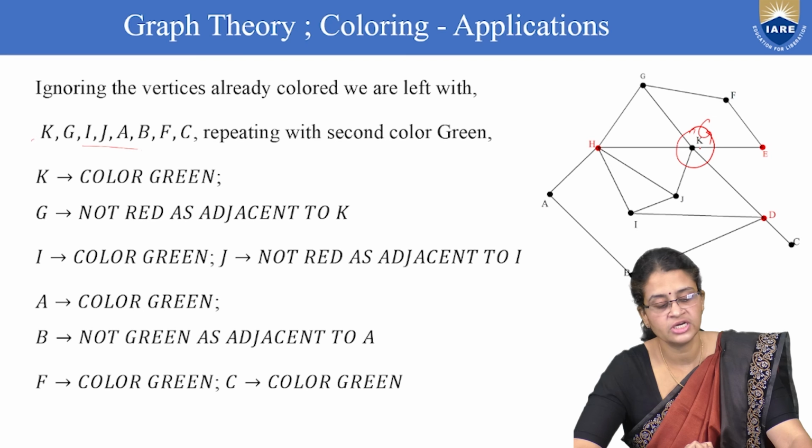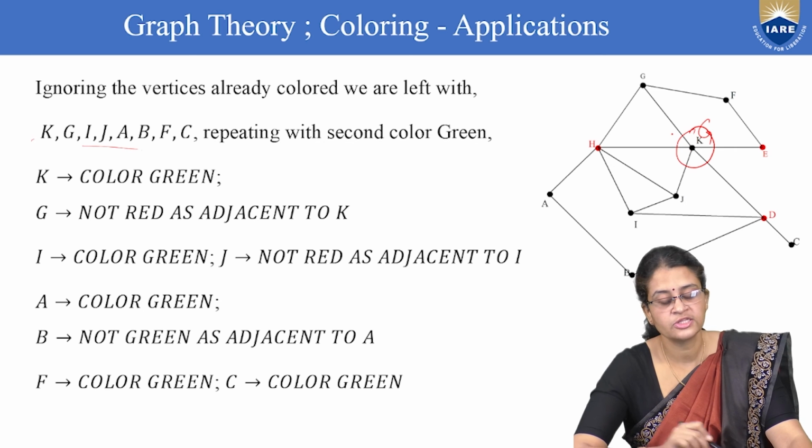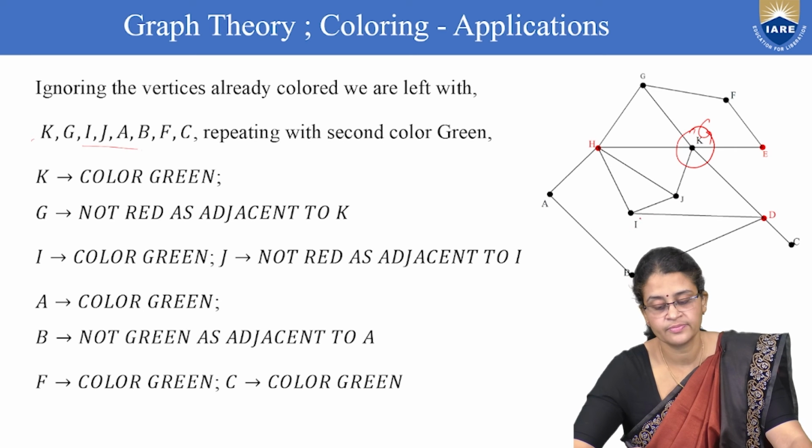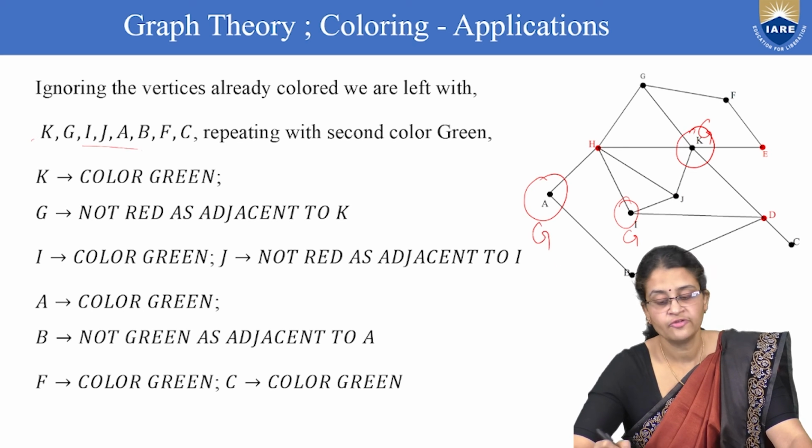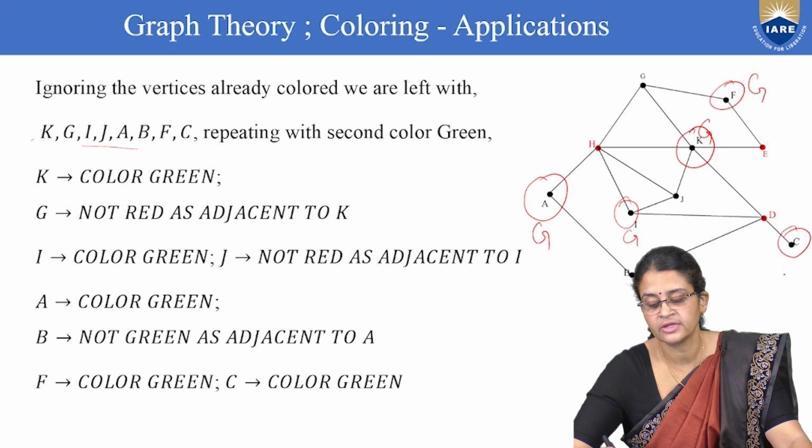Now we have G. It cannot be colored with green. Why? Because G is adjacent to K. Continuing the process, I can be colored with green, whereas J cannot be. A can be colored with green, B cannot. F can be colored with green, and C can be colored with green.